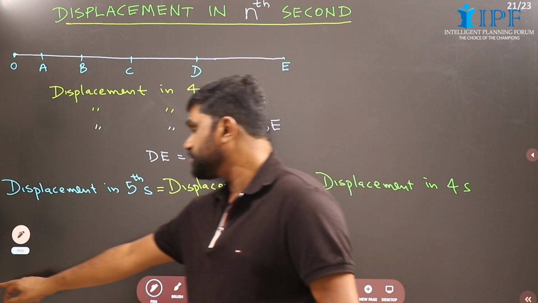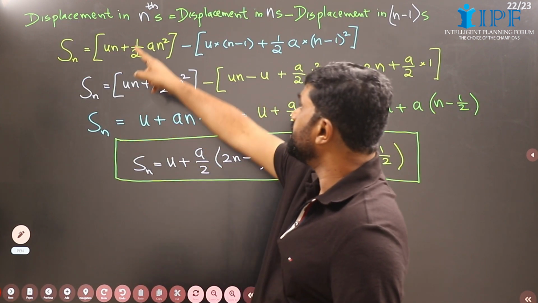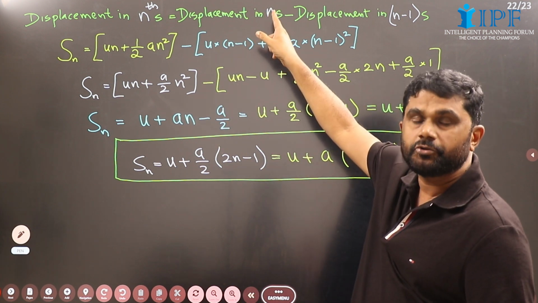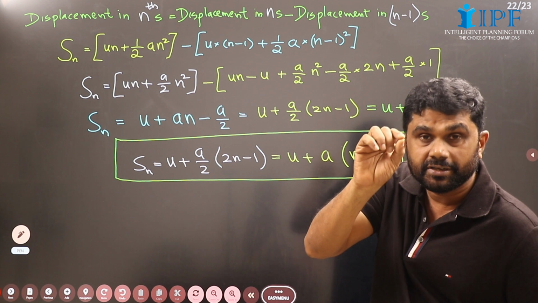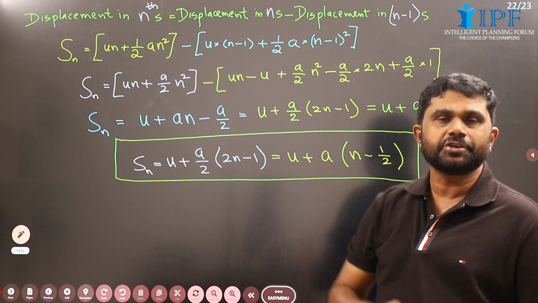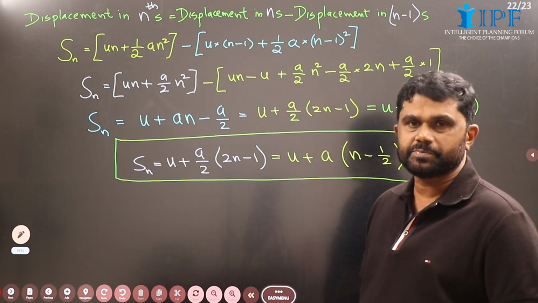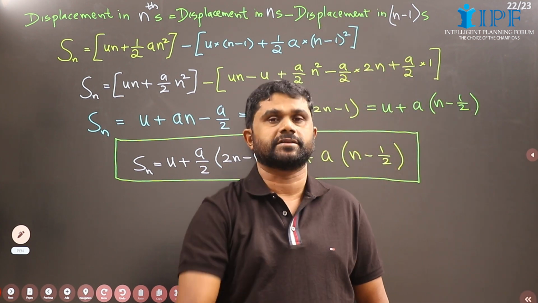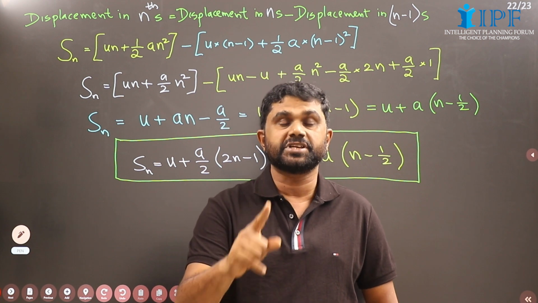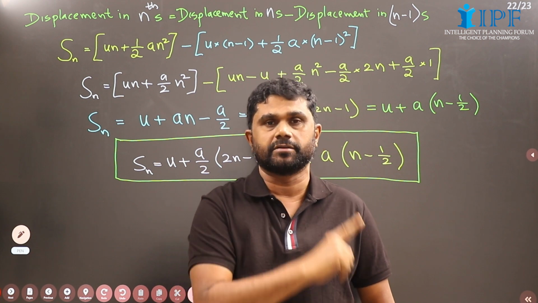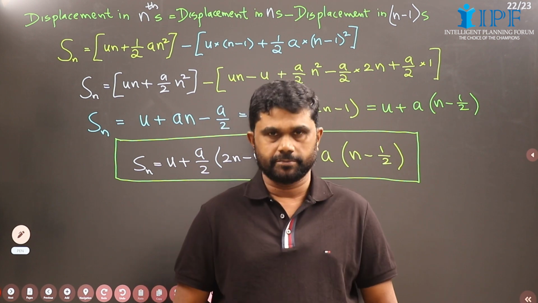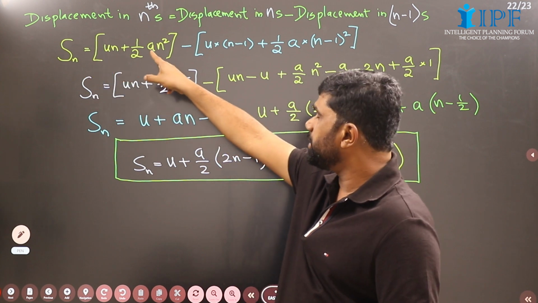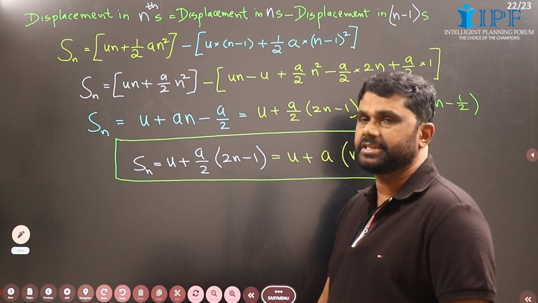So displacement in the nth second will be displacement in n seconds minus displacement in first n minus 1 seconds. How do you get that? By simply putting t equal to n in s equal to ut plus half a t square. And for n minus 1 seconds, you simply substitute t equal to n minus 1 in s equal to ut plus half a t square. So displacement in the nth second equals displacement in n seconds minus displacement in n minus 1 seconds.